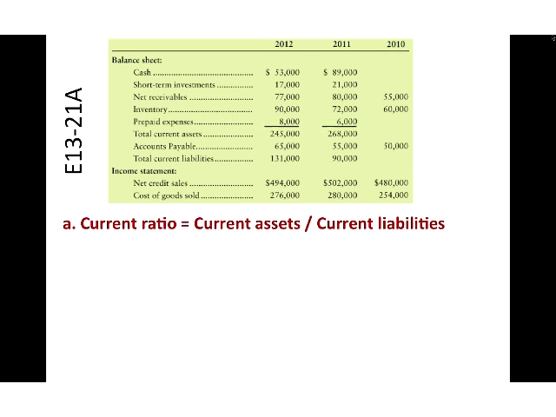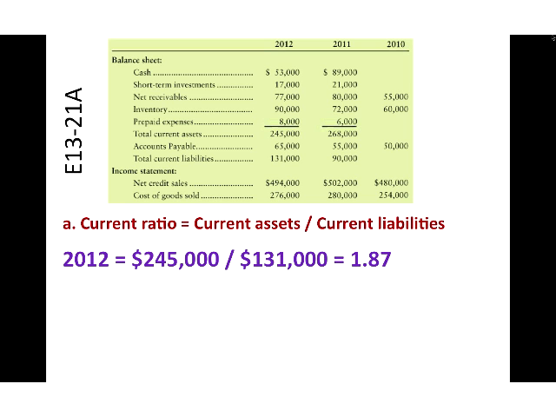So current ratio. Current ratio is current assets divided by current liabilities. That is the formula for the current ratio. This is one of the most common ratios. For 2012 then, our current assets are $245,000, our current liabilities $131,000, so that gives us 1.87. So I'm getting those numbers from the 2012 column above.